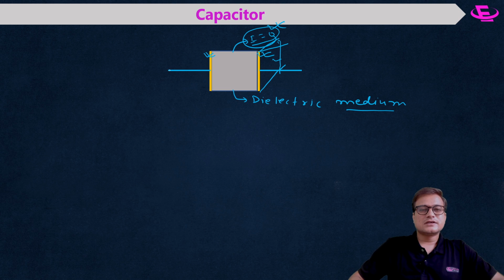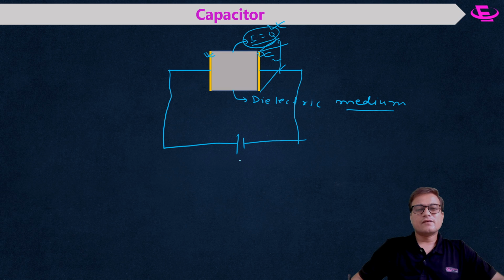Now what happens? You have the capacitor and you are connecting a voltage source. If this is the voltage source, this is the positive terminal, this is the negative terminal. So what happens? The positive terminal of the battery will supply positive charge.